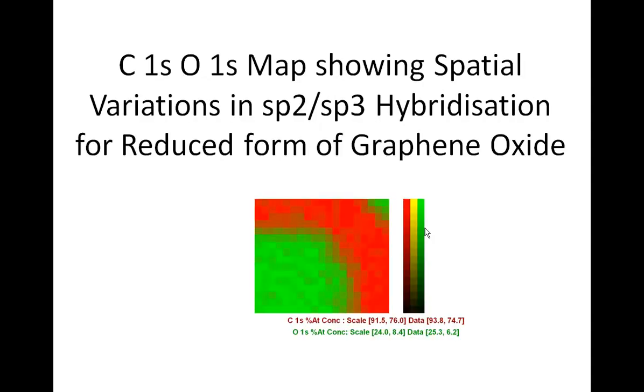And just to illustrate that there is variation, if we take the relative proportions of oxygen and carbon over the same imaged area, we can see that there is a pattern quite clearly there, that you have a predominantly carbon zone and then a predominantly oxygenated zone as indicated by the green colouring.